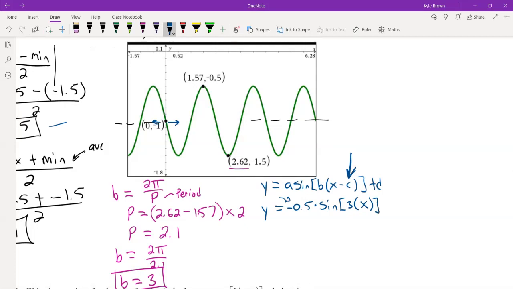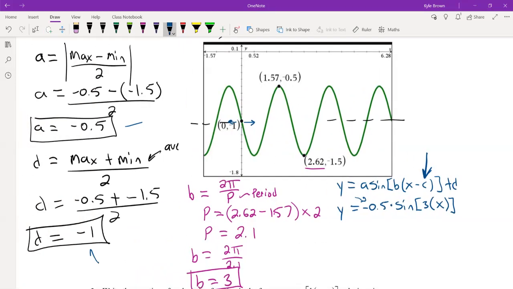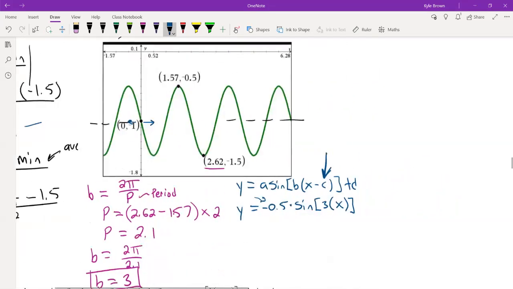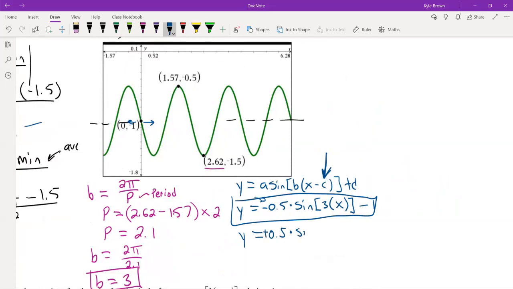And then our d value is probably the easiest one. We found that our d value is -1. So just -1. There's our sine function. But I just want to show you that I could have thought about that differently. It also would have been true to say y is equal to 0.5 times, instead of negative, positive 0.5 times sine, and then that'd be 3.